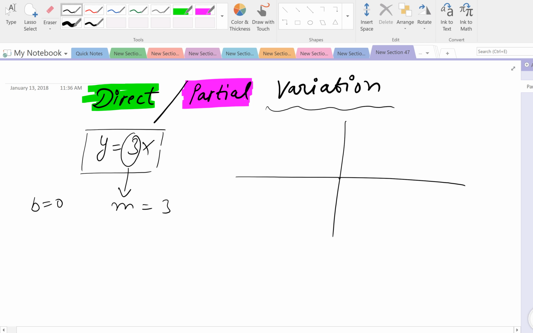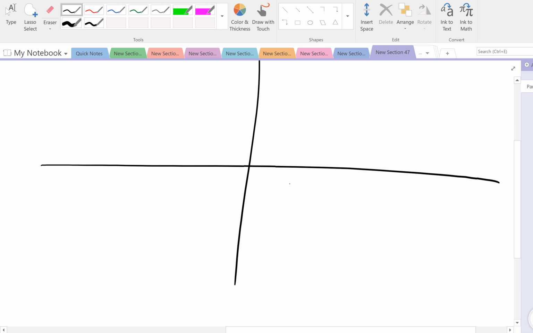So m is the slope. Now b equals 0 means you're starting from this point, right? That's the starting point. And the slope is 3. B is 0. Slope 3 means you rise by 3, 1, 2, 3, and run by 1. So you rise and then you run. You end up there, and then you do 1, 2, 3, right?